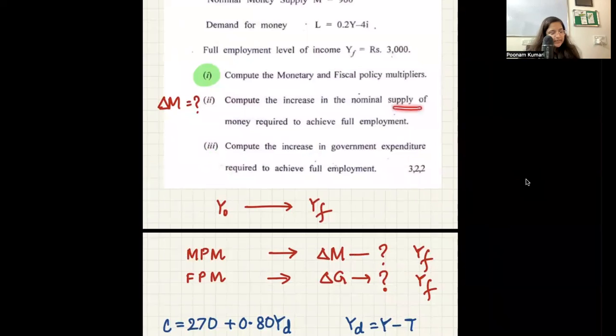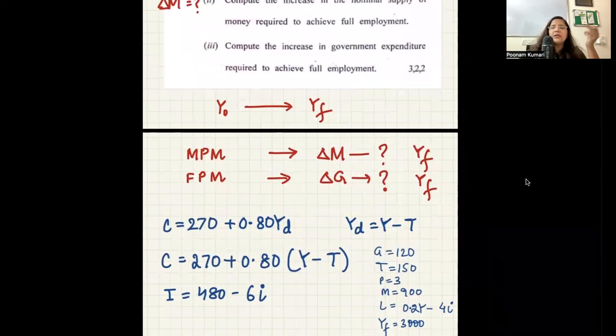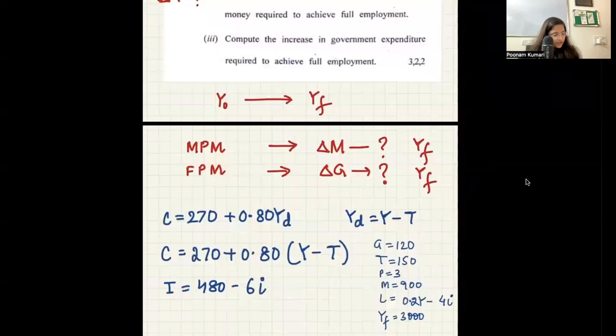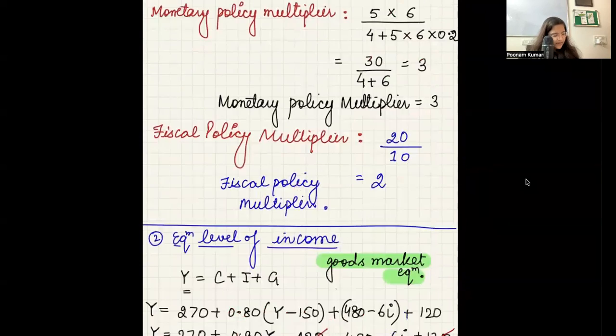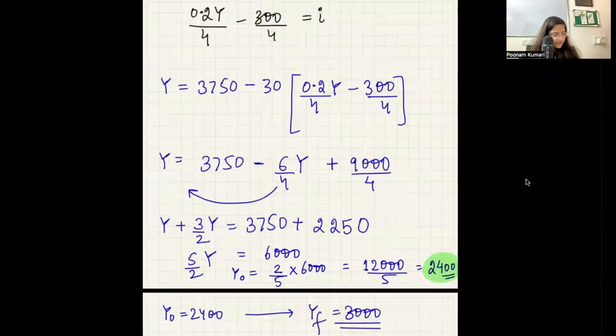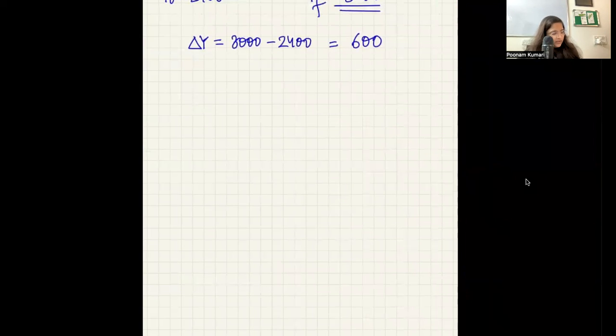ठीक है, तो अब ये पूछ रहे हैं कितना nominal supply of money, कितना delta M increase करें. So अगर आपका P fix है, अगर P change नहीं हो रहा है, तो जो भी change M में होगा, nominal money supply में होगा, वही आपका real money supply में change होगा, if P is not changing. So आपको सिर्फ ये बताना है कि okay, कितना real money supply में change होगा to bring that 600 unit change. ठीक है. सो हमें फिस्कल पॉलिसी मल्टीप्लायर की वैल्यू पता है 2 और मॉनेटरी पॉलिसी मल्टीप्लायर की वैल्यू कितनी है 3. फिस्कल पॉलिसी मल्टीप्लायर इज 2, मॉनेटरी पॉलिसी मल्टीप्लायर इज 3.